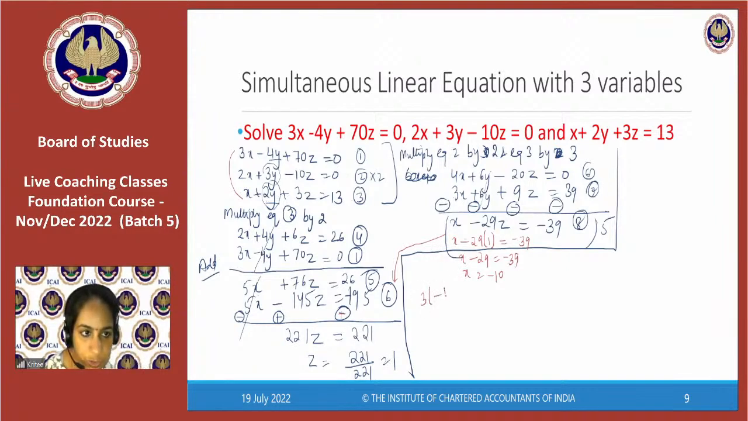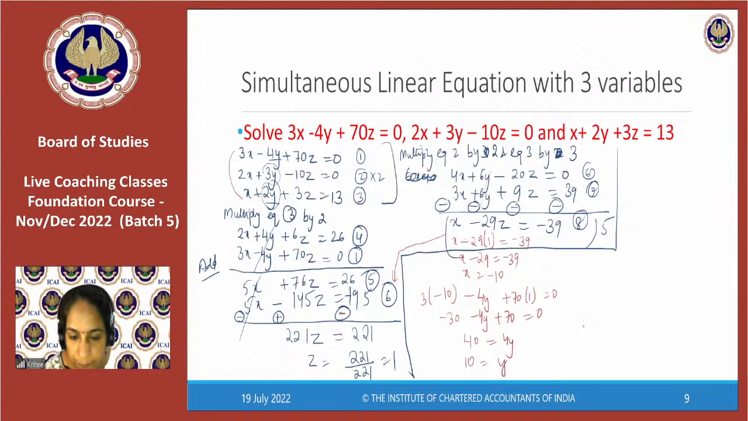So 3 into minus 10 minus 4y plus 70 into 1 equals 0. So minus 30 minus 4y plus 70 equals 0. This makes it 40 is equal to 4y. So y is equal to 10. So you always write your answer this way, x comma y comma z. So your answer is minus 10 comma 10 comma 1.